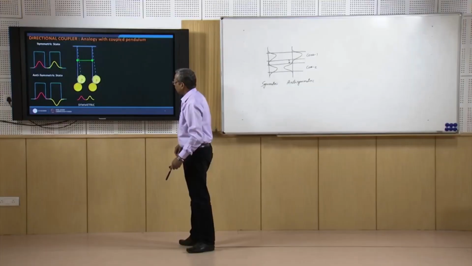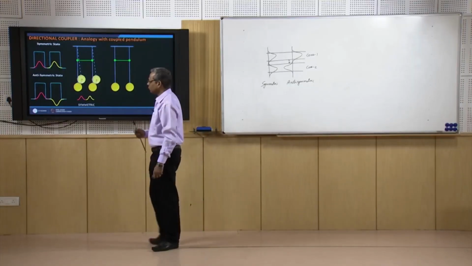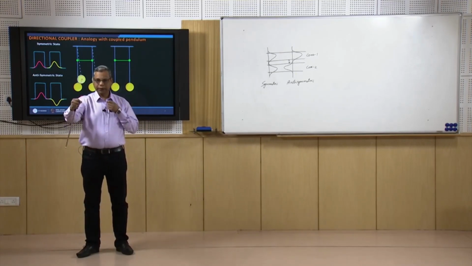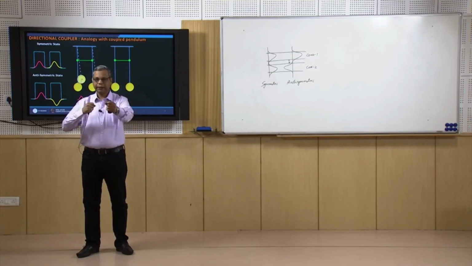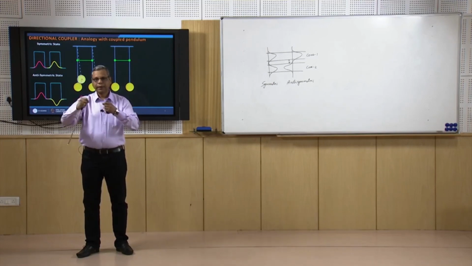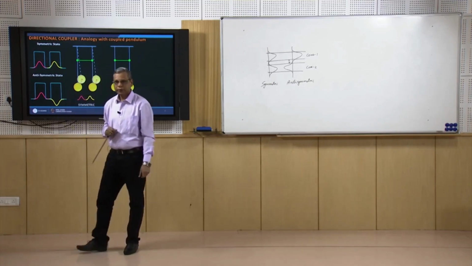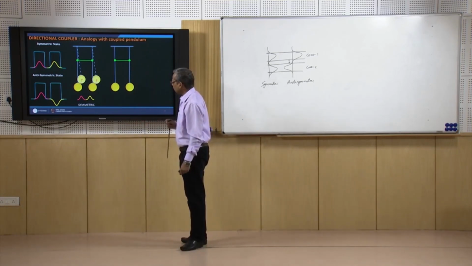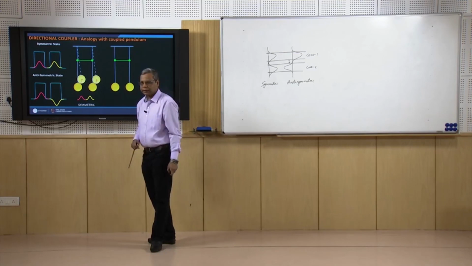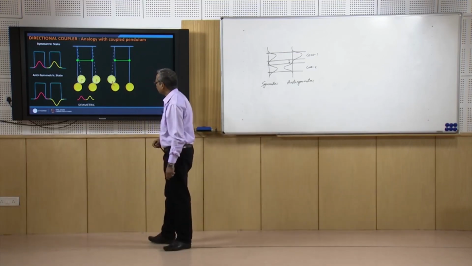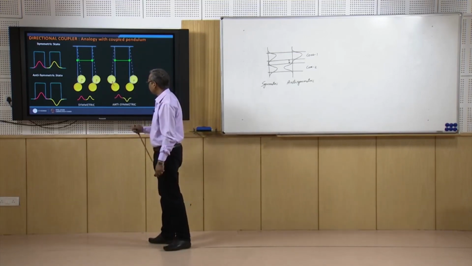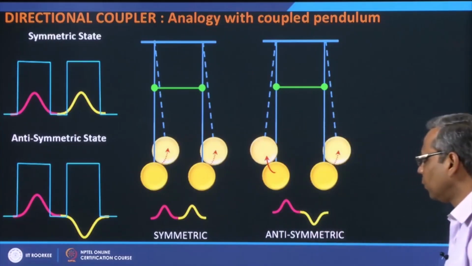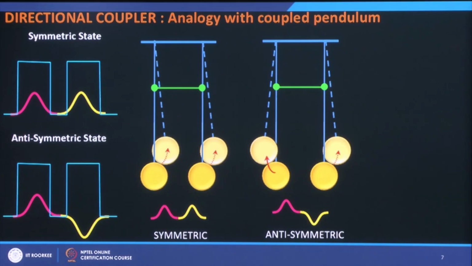I can also have another possibility that I push one bob like this and pull another like this and then release them. Then they will do like this, and they will keep on doing like this forever if there is no air resistance. Then this is nothing but the anti-symmetric state, which is equivalent to the anti-symmetric super mode, or anti-symmetric normal mode, of the system.